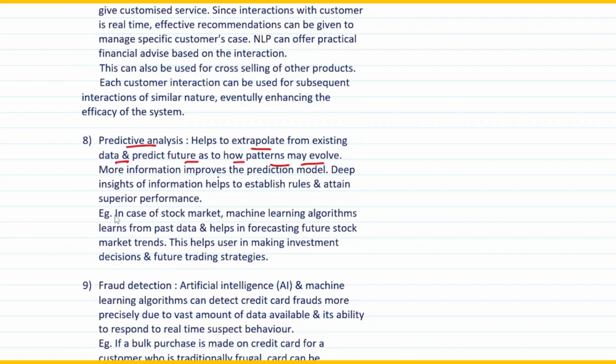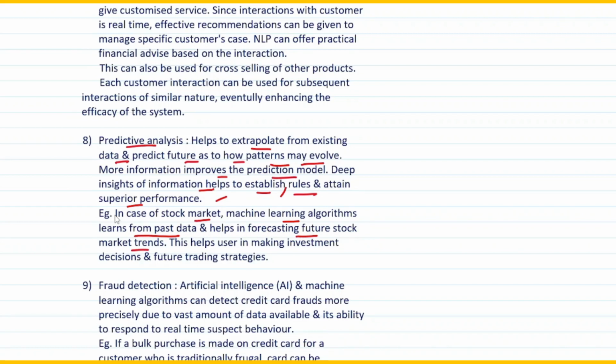Now more information improves the prediction model. The more information you have, the more precise predictions you can make. Deep insights into information help to establish rules and attain superior performance, right? So if you have a deep understanding of the information, that will help you establish rules and attain superior performance. Now an example of predictive analysis can be what? In the case of the stock market, machine learning algorithms learn from past data. Yes or no? Whenever there is an algorithm, they will pick up data from the past, and it helps in forecasting future stock market trends, right?